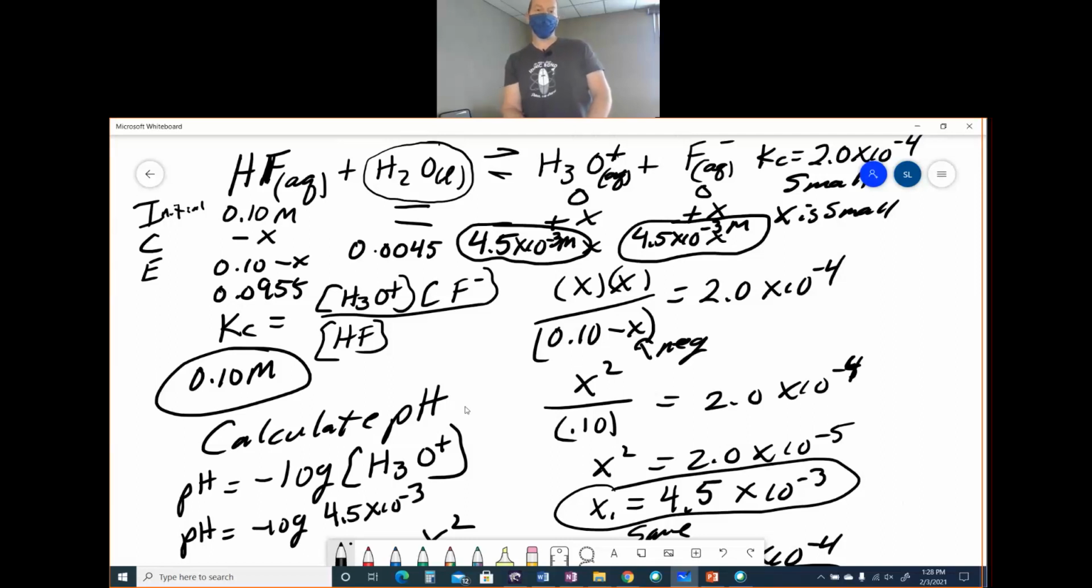And what we do know is that when you stick an acid in water, the pH is going to be less than 7. So you had better get a number less than 7. And so you plug it in your calculator. Negative, and it is the log log, not the ln log. It is the log base 10 log. Negative log of 4.5 times 10 to the minus 3. And that gives you a 2.35.